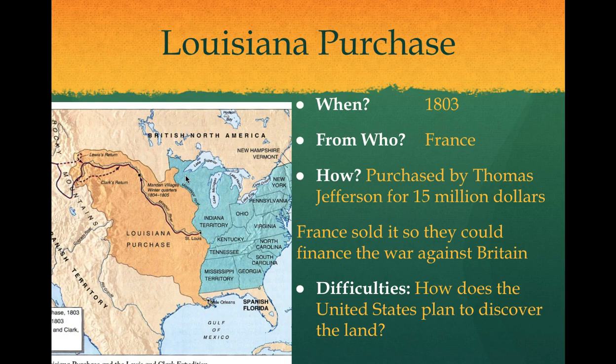Once Thomas Jefferson purchased the Louisiana Purchase, it doubled the size of the United States. So the United States was only to the Mississippi River, and then it added all of this land in here. The difficulties were, how did the United States plan to discover the land and figure out what was there? And the way that they did this was by using Lewis and Clark. They're two explorers that Thomas Jefferson hires to explore the land and come back and report to him about what is on this land. More on them at a later date.